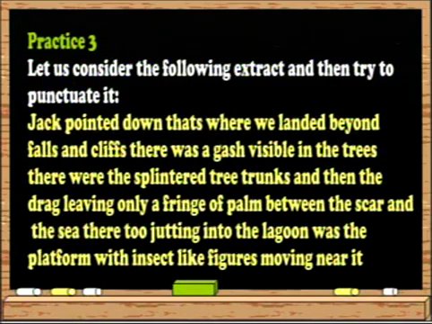Let us consider the following extract and then try to punctuate it. Jack pointed down, that's where we landed beyond falls and cliffs. There was a gash visible in the trees. There were the splintered tree trunks and then the drag leaving only a fringe of palm between the scar and the sea. There too, jutting into the lagoon, was a platform with insect-like figures moving near it.